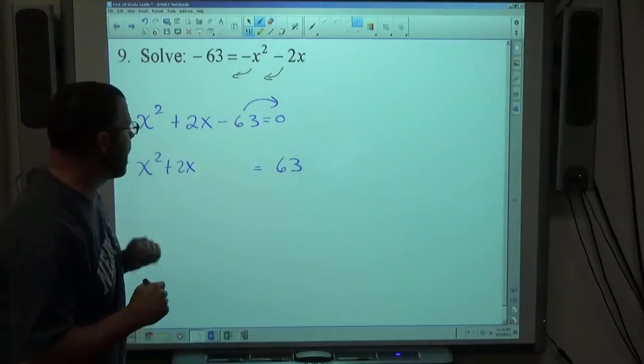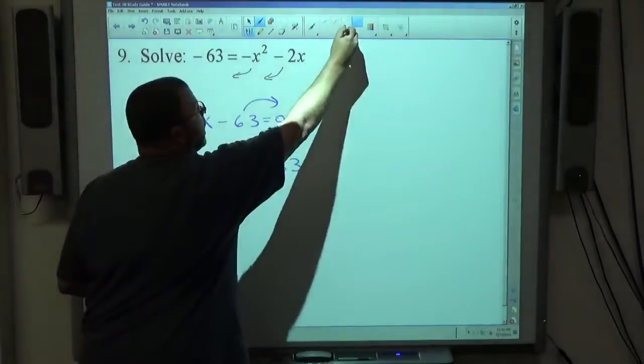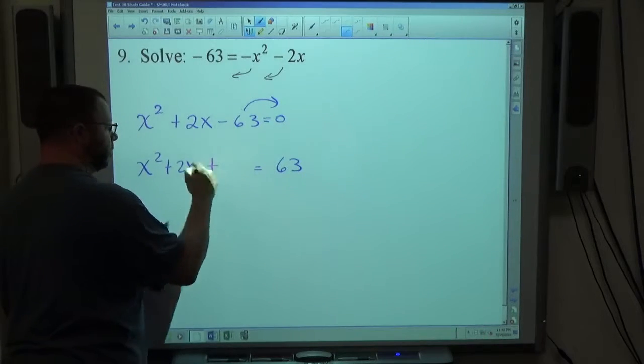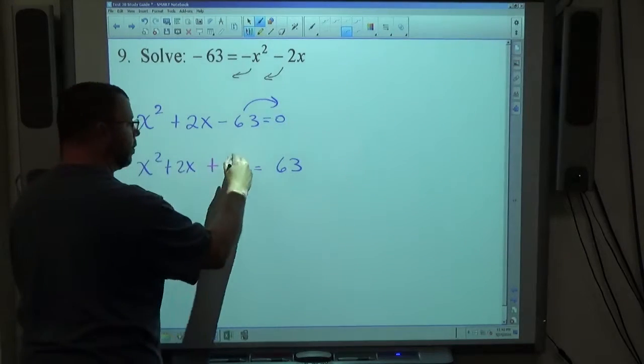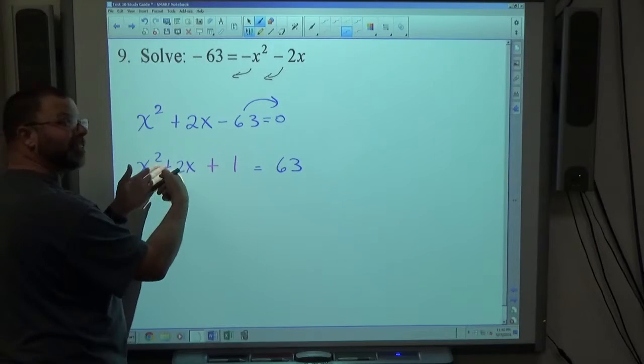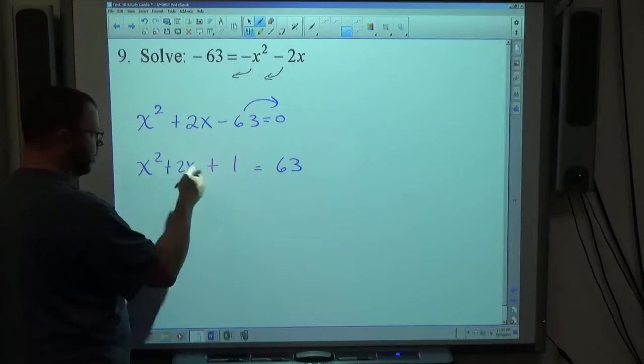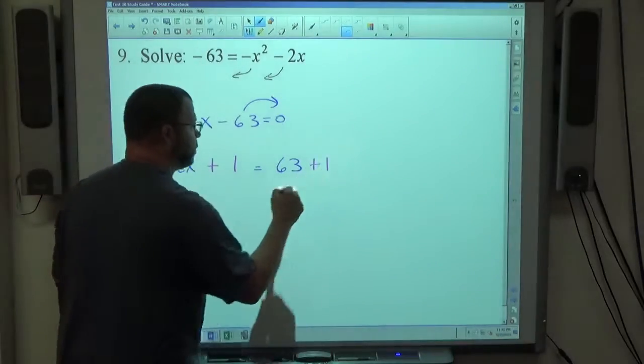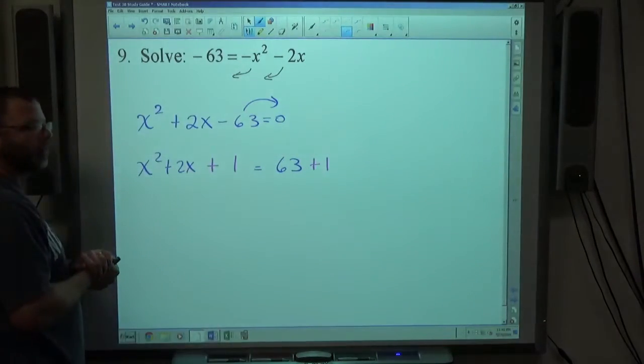63 moves over, becomes positive. Completing the square, we're going to add half of 2, which is 1, squared. So half of 2 is 1, 1 squared is still 1. If this was an 8, half of 8 is 4, 4 squared is 16. So whatever you have, half of it, square it. Plus 1, plus 1. You add it to one side, you add it to both sides.